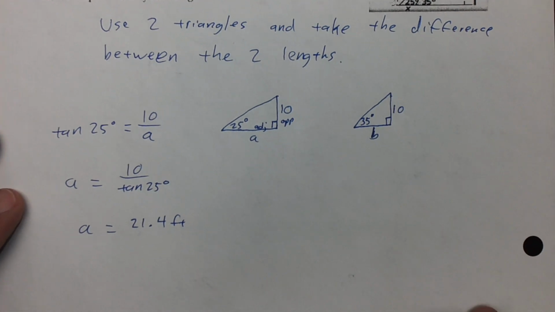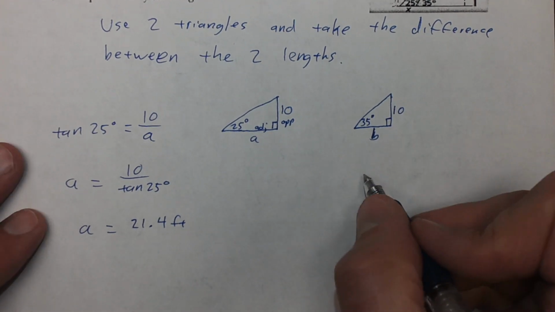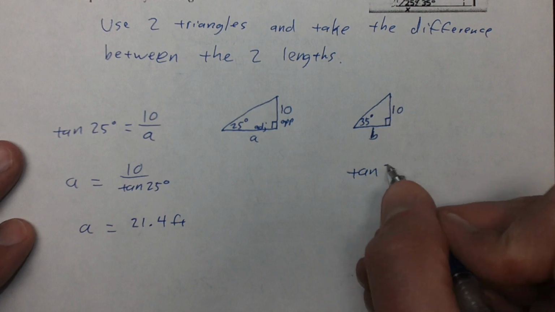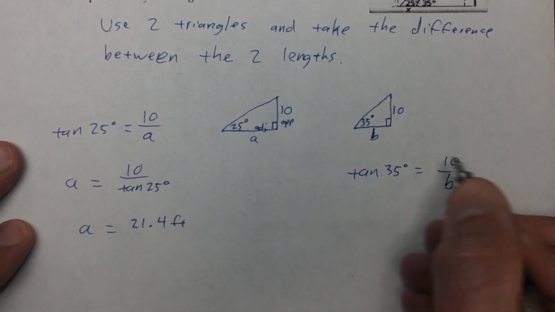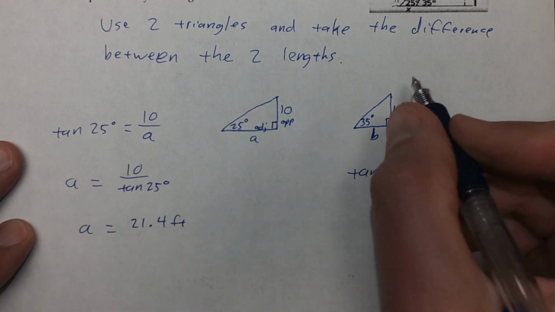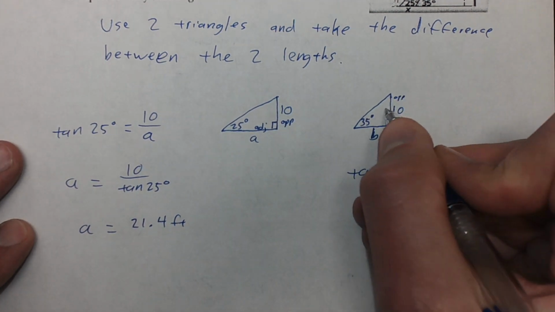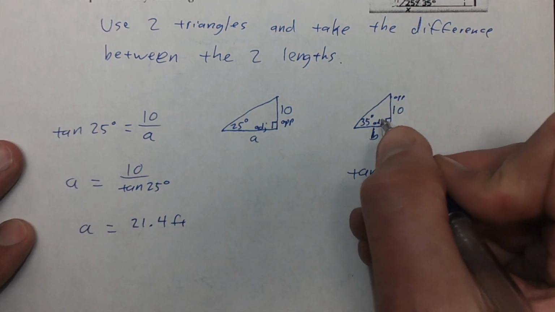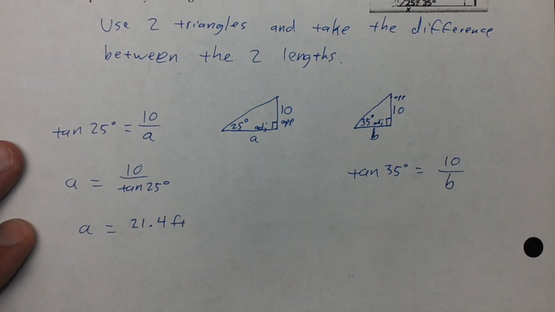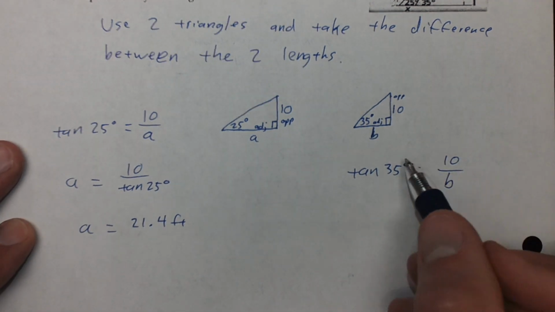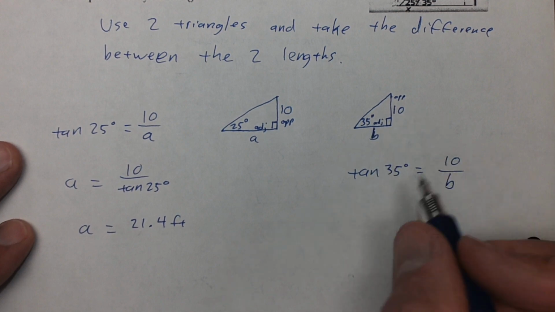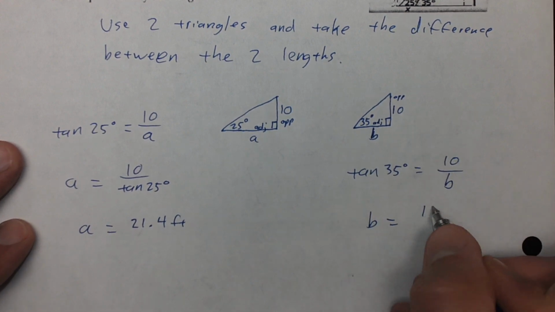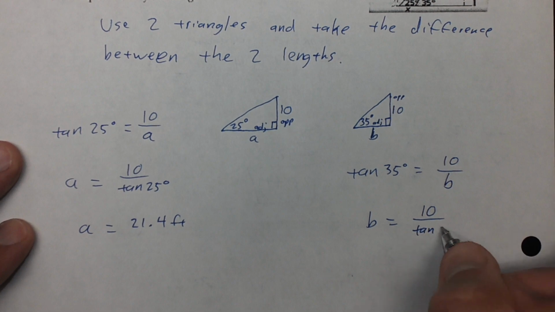Let's do the same thing for B. The tangent of 35 degrees is equal to opposite over adjacent. Again, this was opposite, and this is adjacent. It's a little hard to read, I know. So it's the same basic setup. Tangent of 35 is equal to 10 over B. That means B is equal to 10 over the tangent of 35.